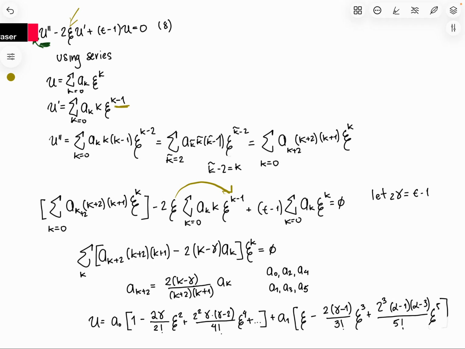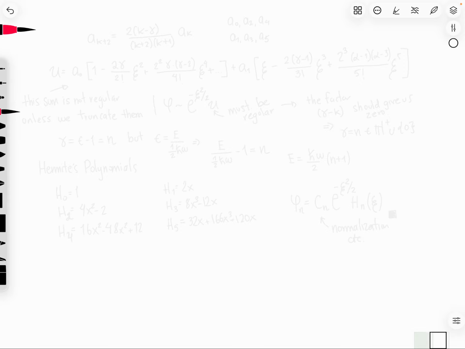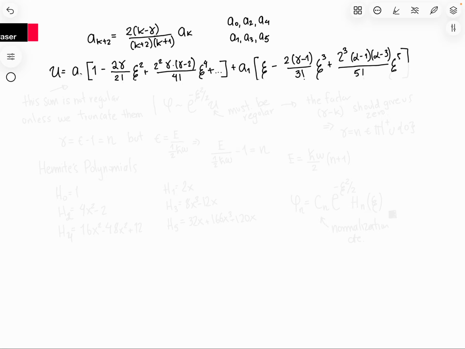2 terms. I packed all the even terms and all the odd terms. Okay, so with this solution, this is the solution for u. Okay, I just copy here the expression that we have earlier. Here, this is the solution that we get.